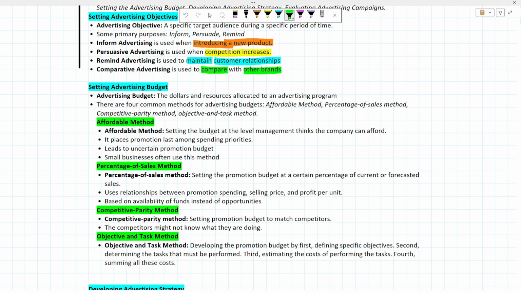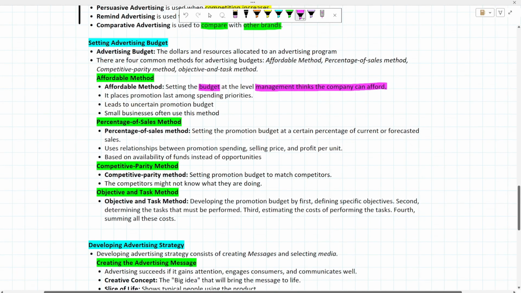The affordable method is setting the budget at the level the management thinks the company can afford. It places promotion last among spending priorities, so it leads to an uncertain promotion budget, and small businesses often use this method because it is the least expensive.